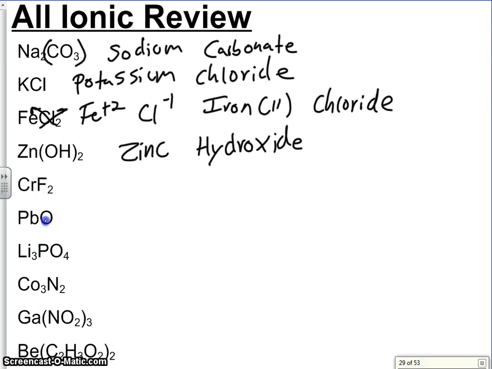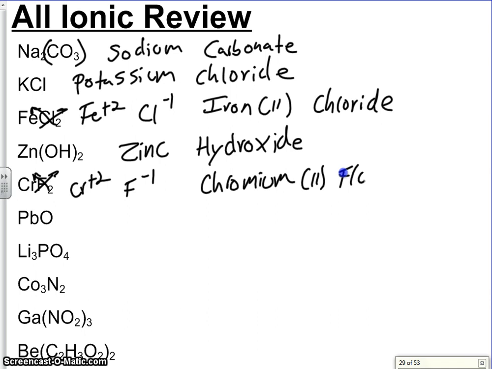Chromium again is a transition metal. Sorry, there's a couple transition metals on here. That's okay. Chromium's a transition metal. I'm going to uncross and unswap. I get Cr plus 2, fluorine minus 1. Fluorine is supposed to be minus 1, which means chromium is in fact a 2. So chromium 2 fluoride.